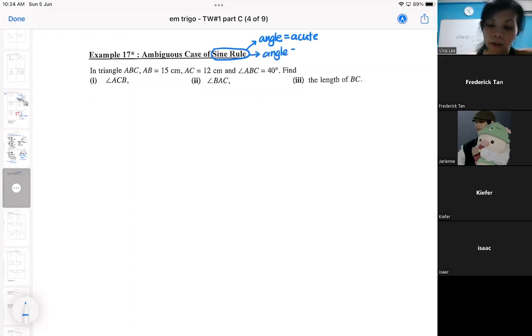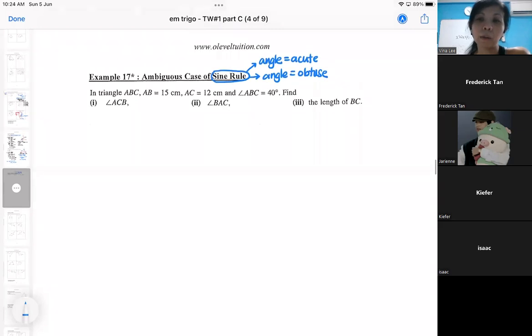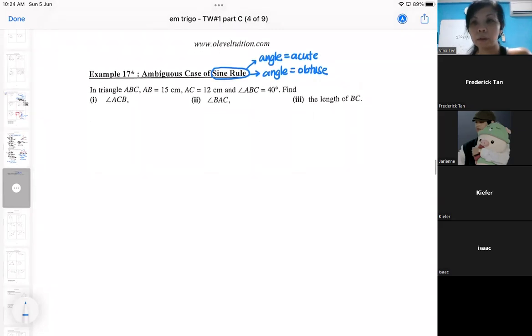There are exam questions where students are cheated by this part. They didn't realize that sometimes the angle has to be obtuse. There was an O-level question that cheated most of the students on this, and it affected the rest of the question. So you've got to start drawing first before you can realize why that is so.